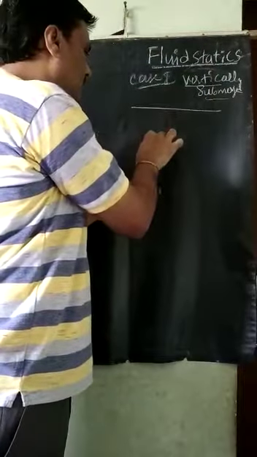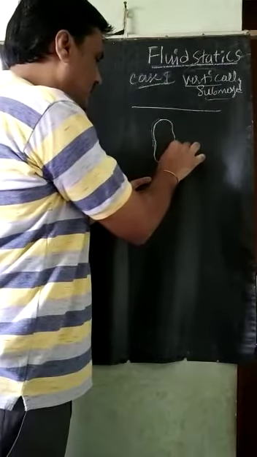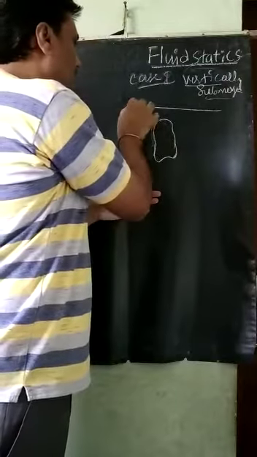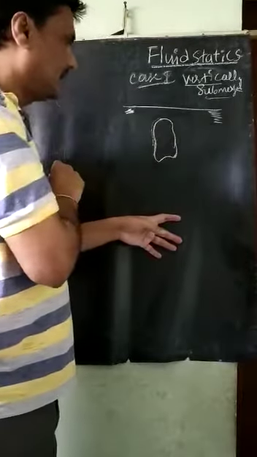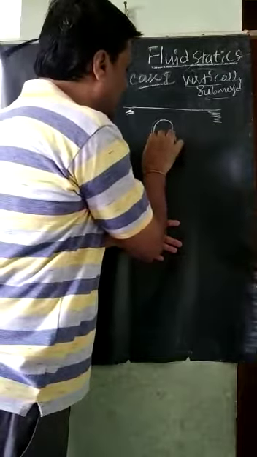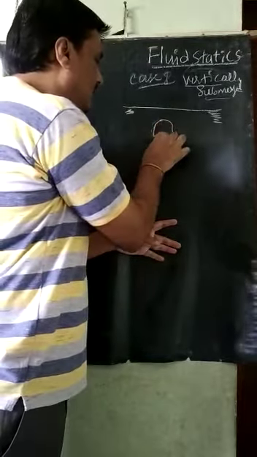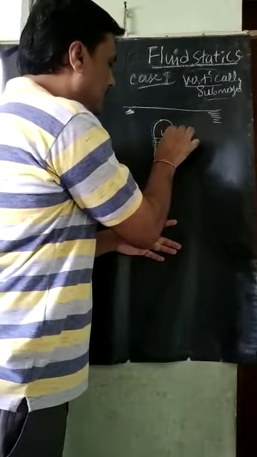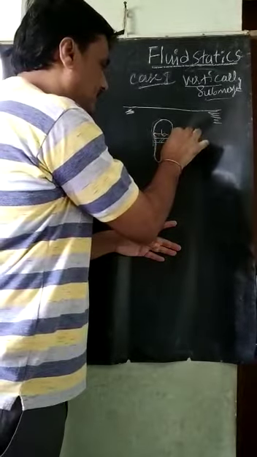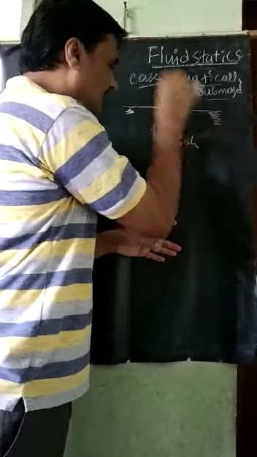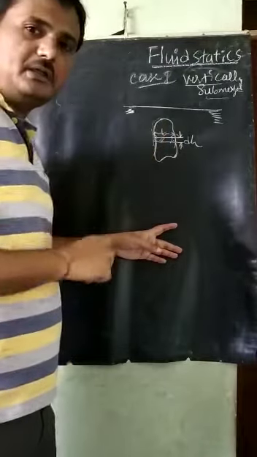So this is the plane surface, an arbitrary surface I will take now. Here it is a liquid, and I will take one small element here, one small elemental area. That elemental area has width b, and height dh. dh is the height of this small elemental area on this arbitrary surface.